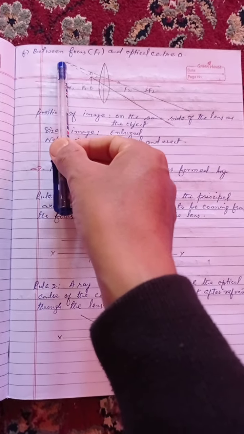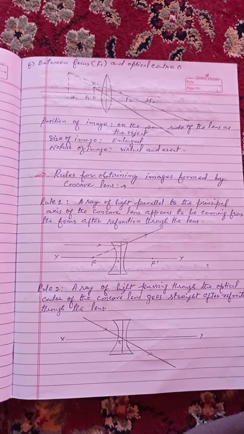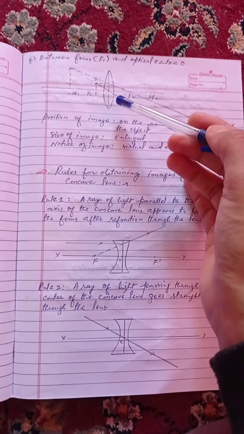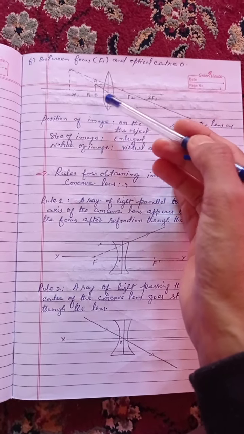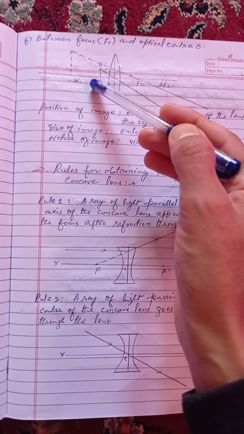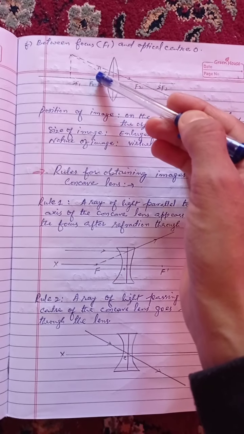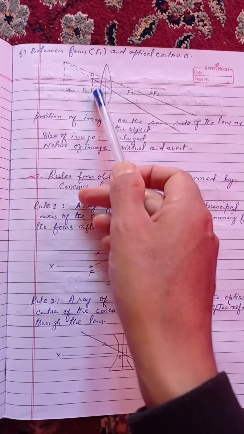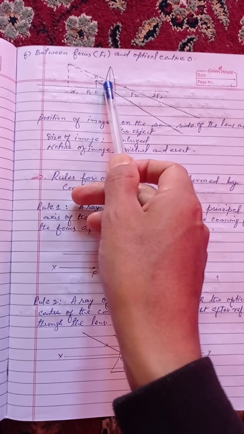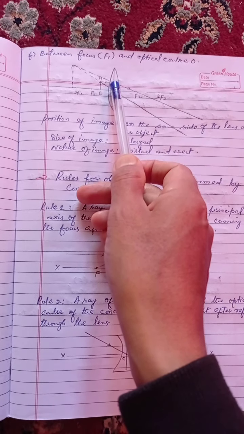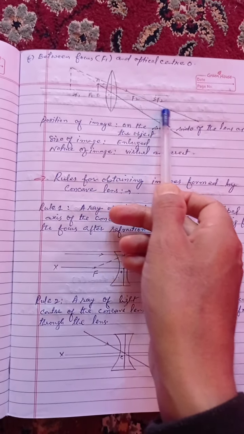Dear students, we will discuss here the case when the object is placed between focus and optical center in case of a convex lens. So when the object is placed, this is your convex lens, you need to take the object between the focus and the optical center. This is here the optical center and this is the focus of the convex lens. Here we have taken this object AB. So from this point a ray of light strikes this convex lens and refracts from this convex lens and passes through the focus of the convex lens.